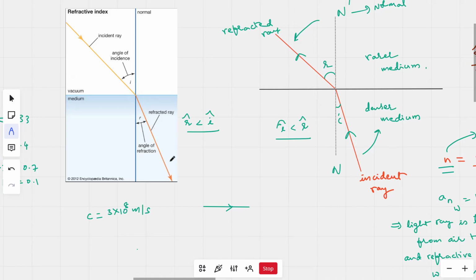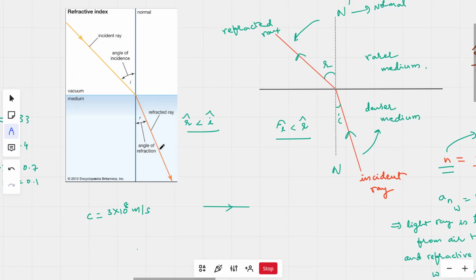So because of the slowing of the light ray, it has to deviate its path. That means, remember one more thing, light always tries to travel through the least possible distance. That means it tries to reach the destination as fast as possible, just like human beings. So it will find a path through which it can travel faster. That is why it tries to deviate from its original path.